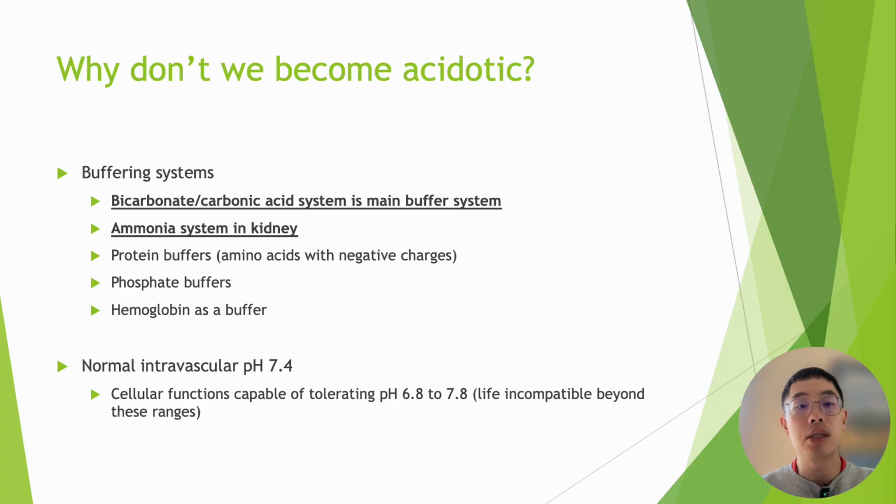That buffering system is the ammonia system and allows urine acidification to get rid of any remaining acid in our body. While the ammonia and bicarbonate carbonic acid systems are the most important in our body, we also have protein buffers, phosphate buffers, and even hemoglobin can act as a buffering system. But all of these play a much smaller role in acid-base handling compared to the first two.